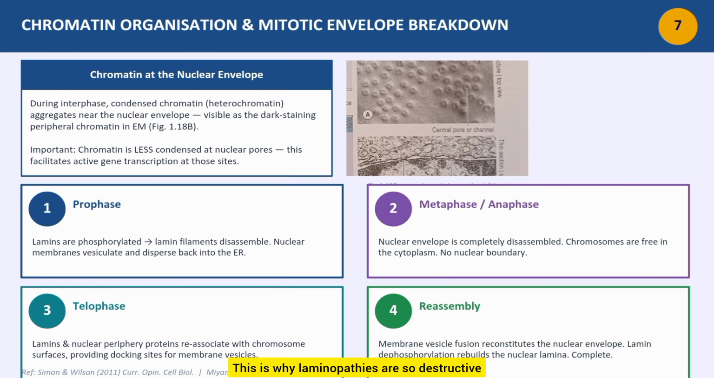This is why laminopathies are so destructive. Every time a cell divides, the nuclear envelope must be rebuilt correctly. If the lamins are defective, the rebuilding is faulty. The nucleus becomes structurally weak, prone to mechanical damage, and accelerated death. References: Simon and Wilson 2011, Miyamoto and Harada 2021.